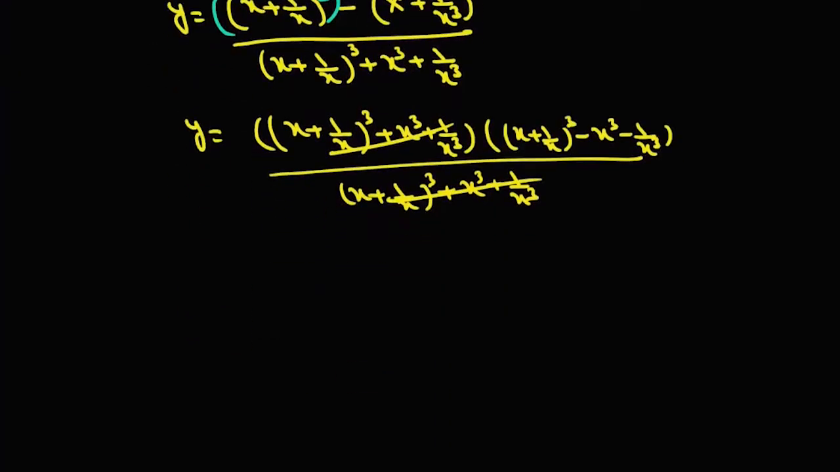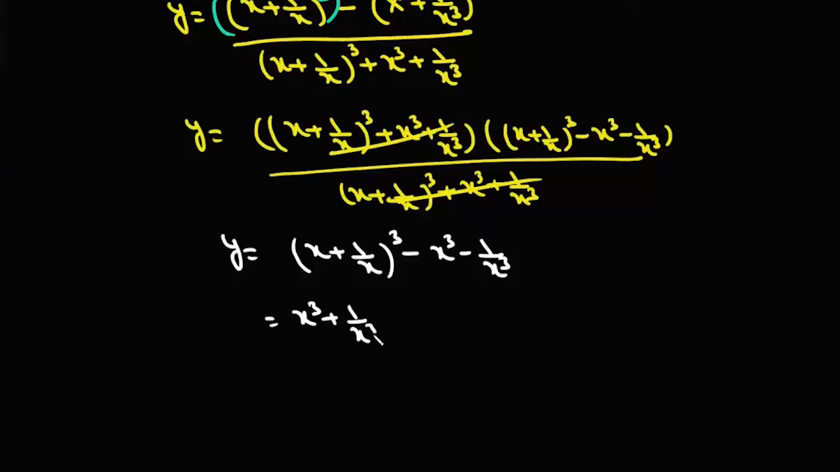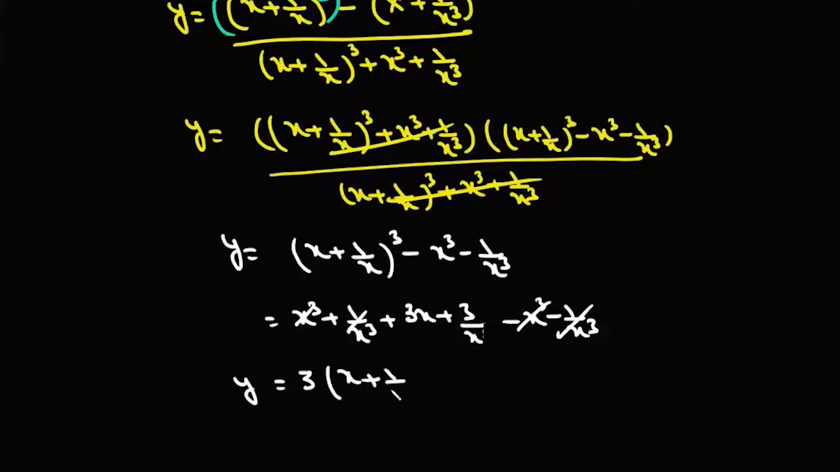So now we can write this as y equals (x plus 1 upon x) whole cube minus x cube minus 1 upon x cube. Now this is a plus b whole cube, so there will be a cube plus b cube plus 3a square b plus 3ab square, and then we have this minus x cube minus 1 upon x cube. Now these two get cancelled. So this y will be 3 times (x plus 1 upon x).